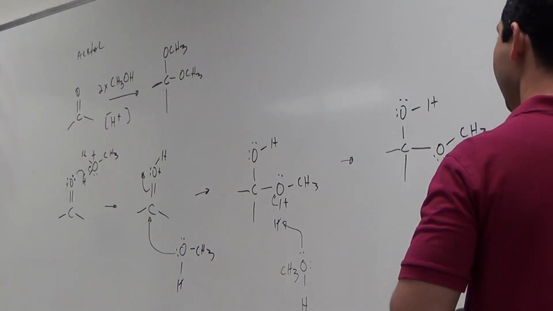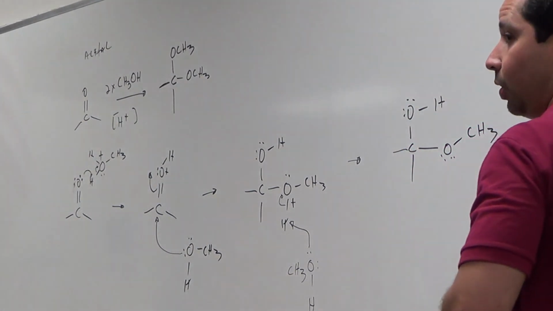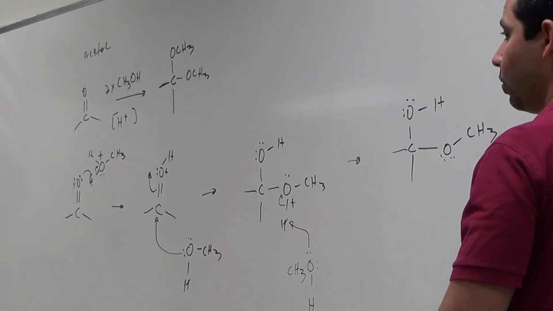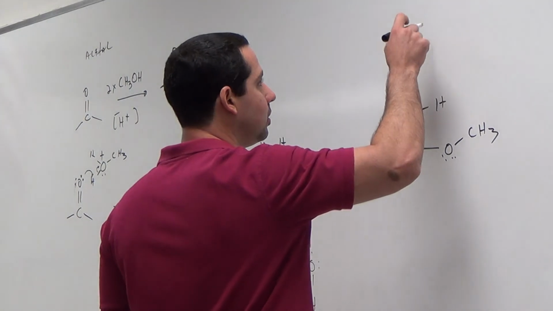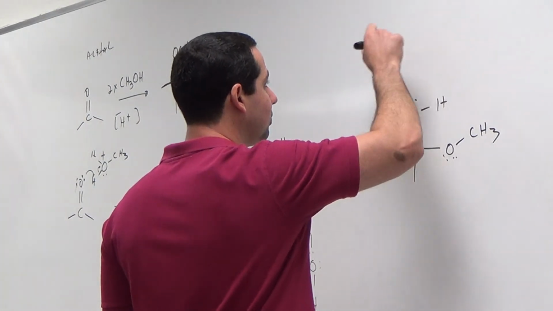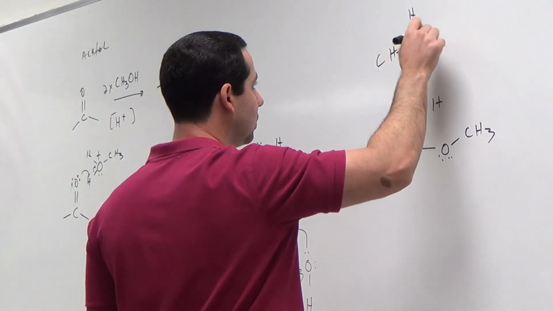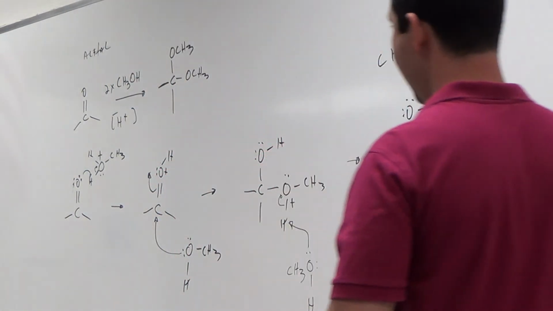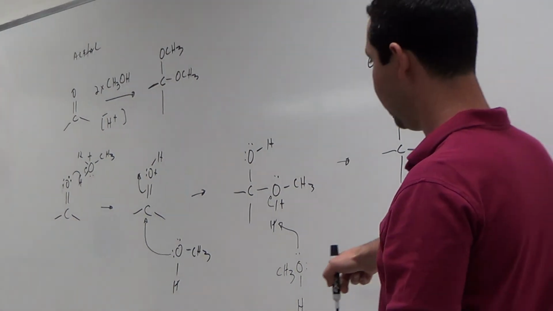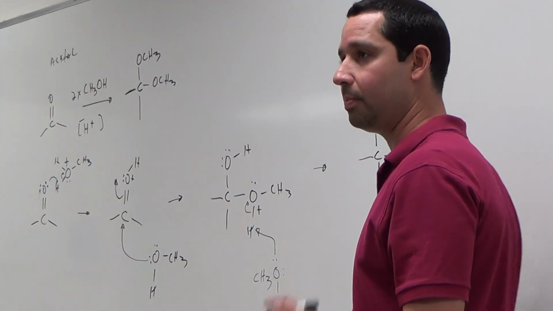This is where, how does it leave? Well, it leaves by making a good leaving group. And the good leaving group here will be water. Very good. So we are going to have a CH3O. Yes or no? We had this from before. We had this from here.